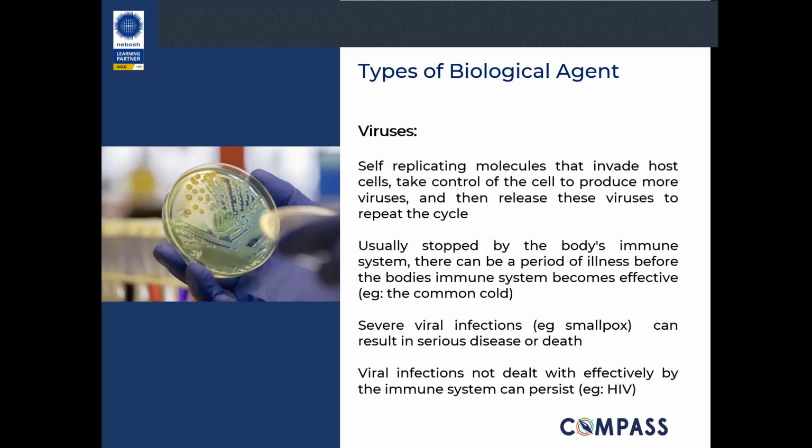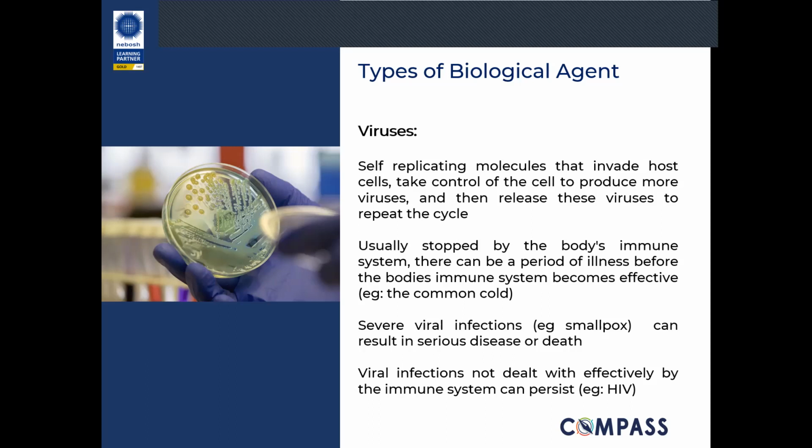Viruses are self-replicating molecules that invade host cells, take control of the cell to produce more viruses, and then release these viruses to repeat the cycle. Hence the escalation through the body. The problem is that because it's so small and has an affinity to the body, it relies on susceptibility and the body's immune system. There can be a period of illness before the body's immune system becomes effective. The classic example is the common cold. Eventually, our system builds up immunity to it and fights it off.